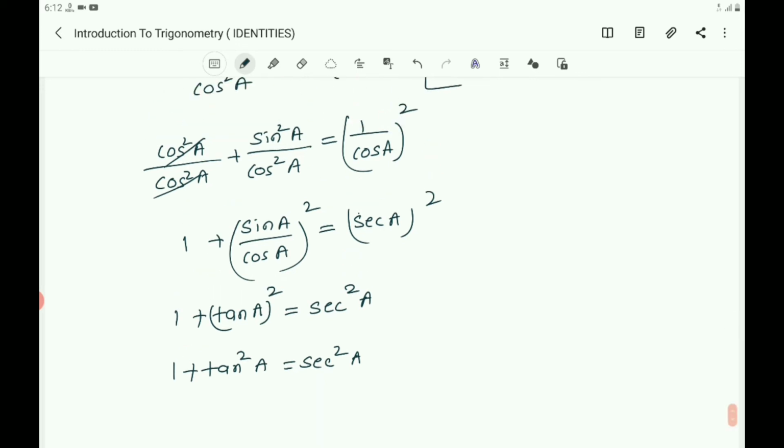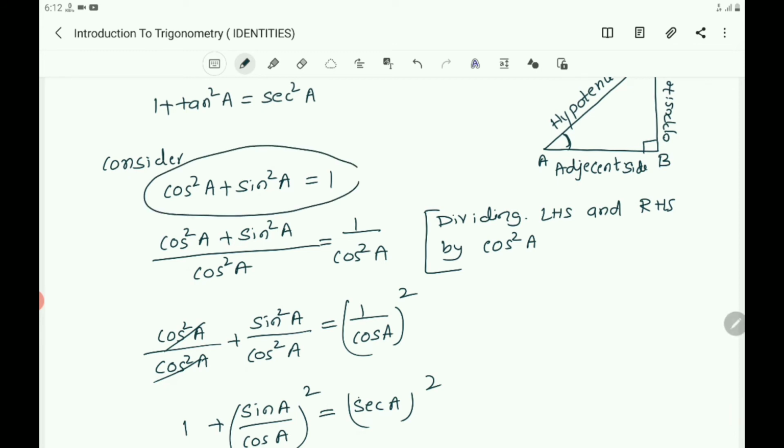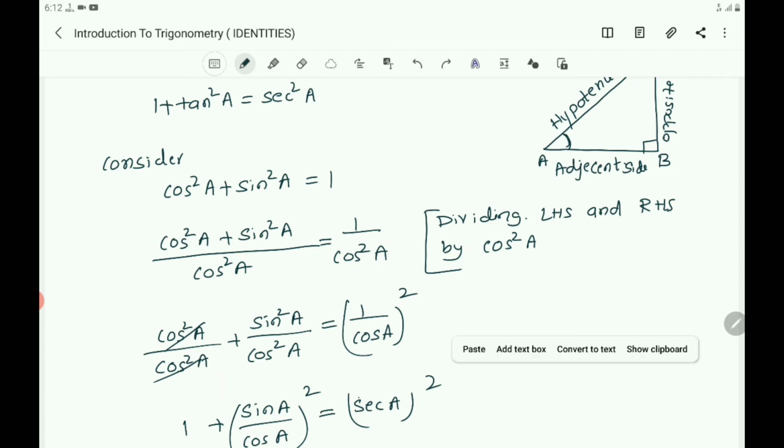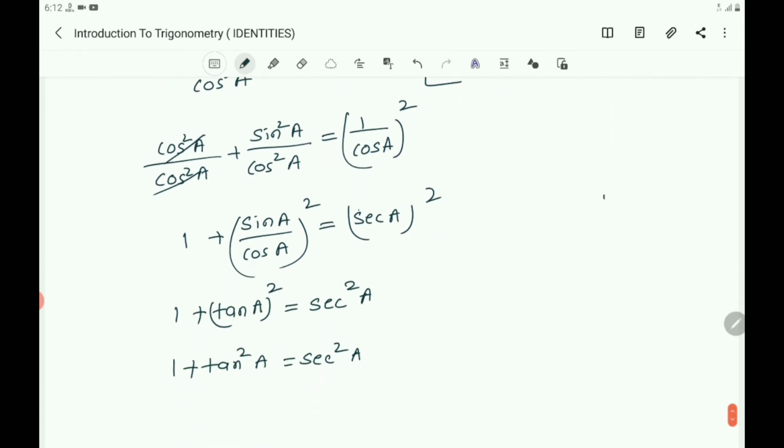So you got the second identity: 1 plus tan square a equals secant square a. That is by using the first identity, cos square a plus sin square a equals 1, dividing both LHS and RHS by cos square a. And you know that sin by cos is equal to tan, and you got 1 plus tan square a equals secant square a.